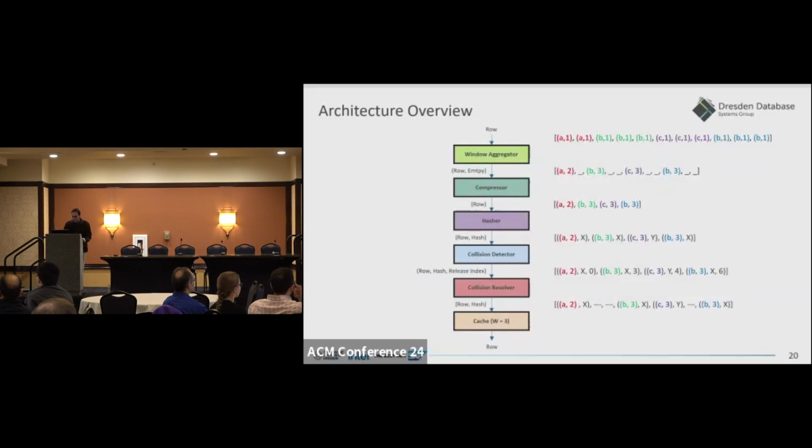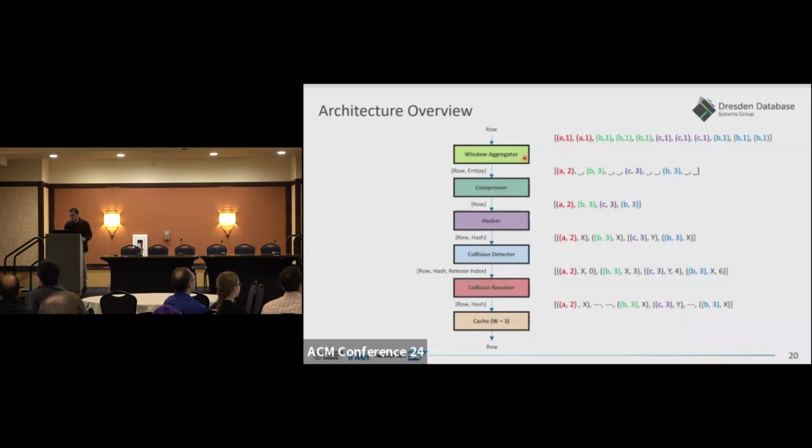On the top, you can see our pipeline going from top to bottom. I have a cache that has a pipeline of depth 3 in this case, so W is 3. And here's a stream of rows that I'm showing as an example from left to right. Every tuple is a row. So here A is the key and 1 is the value attached to the key. A window aggregator basically looks at every window of 3 rows, so W rows, and if it sees 2 rows that have the same key, it would just aggregate them on the fly.